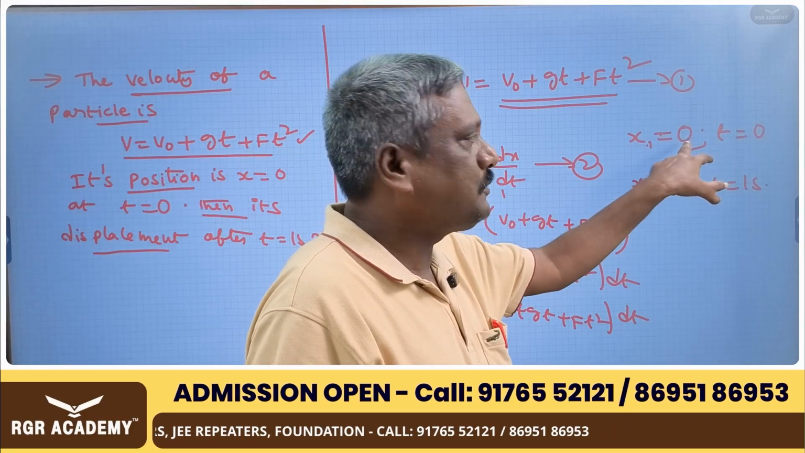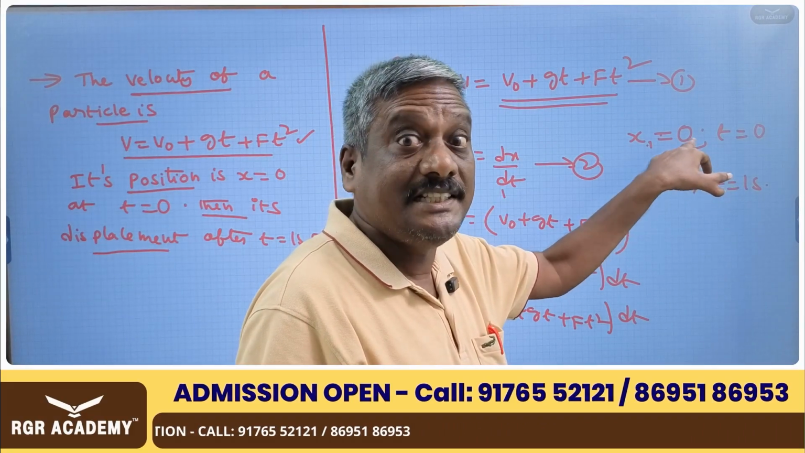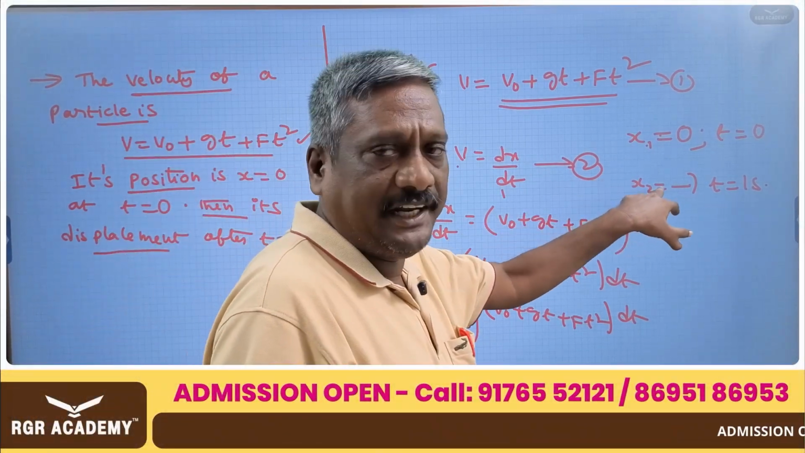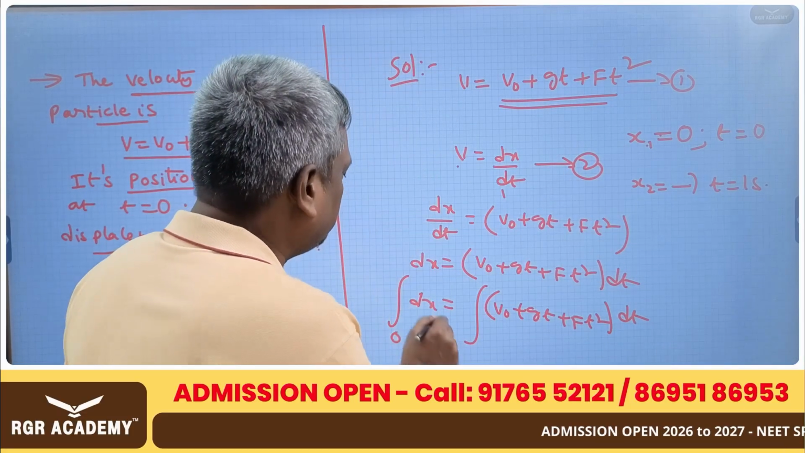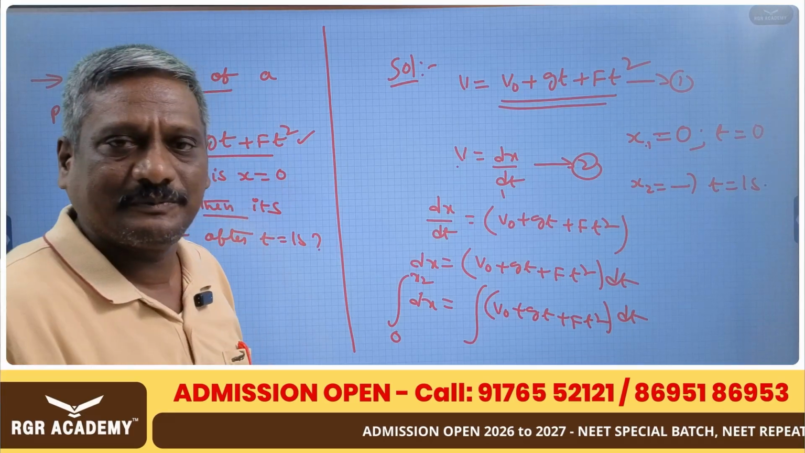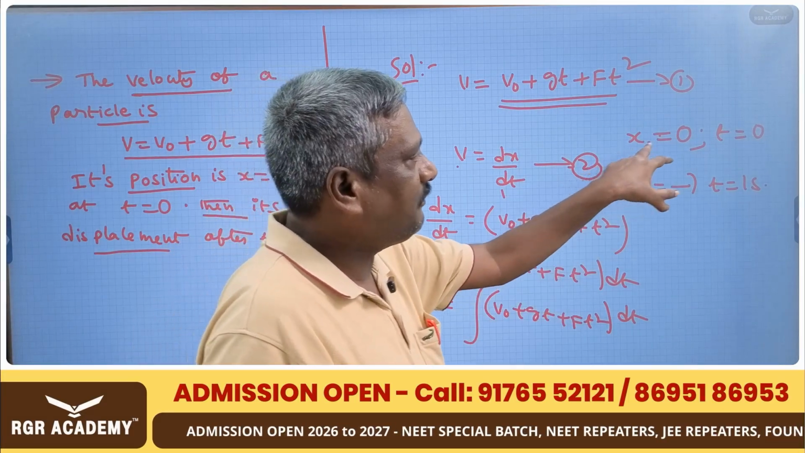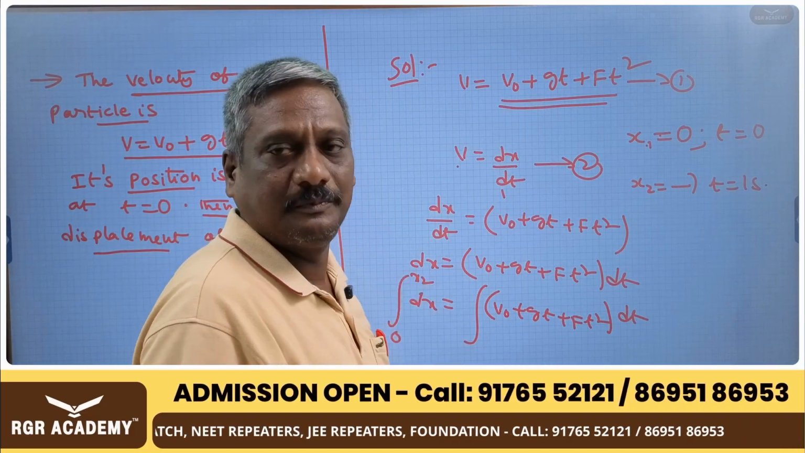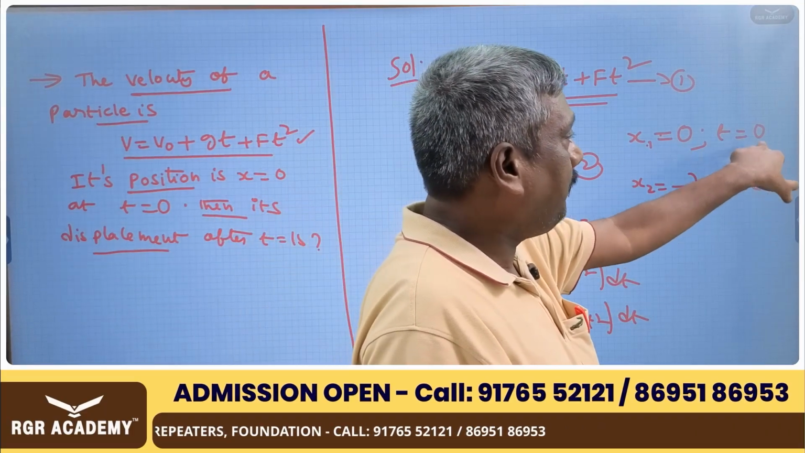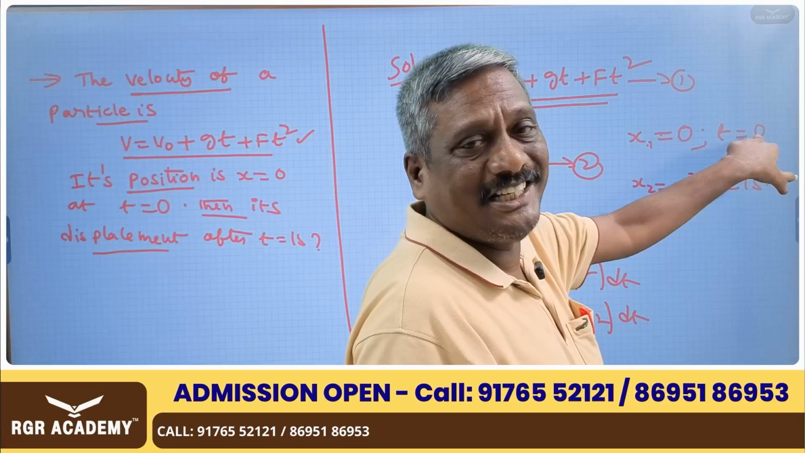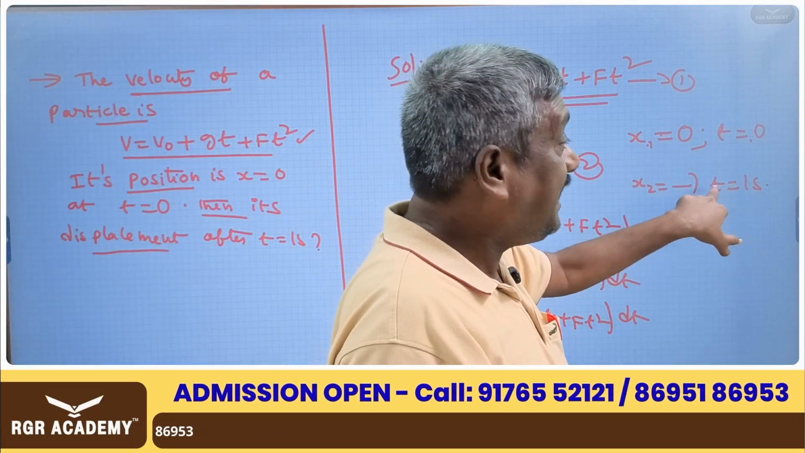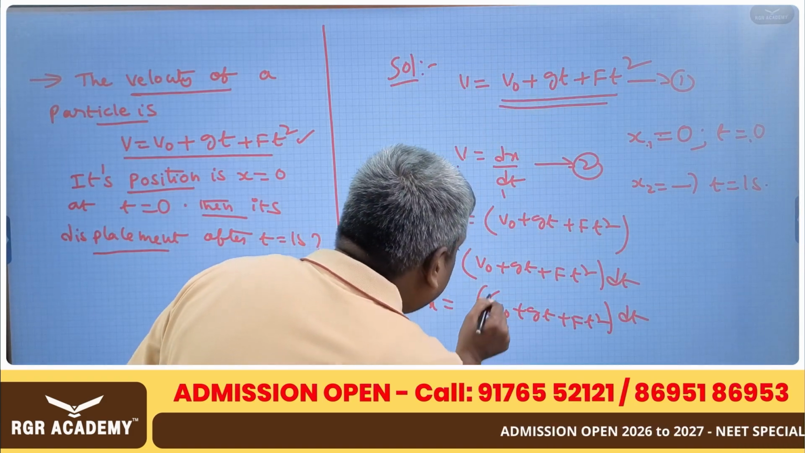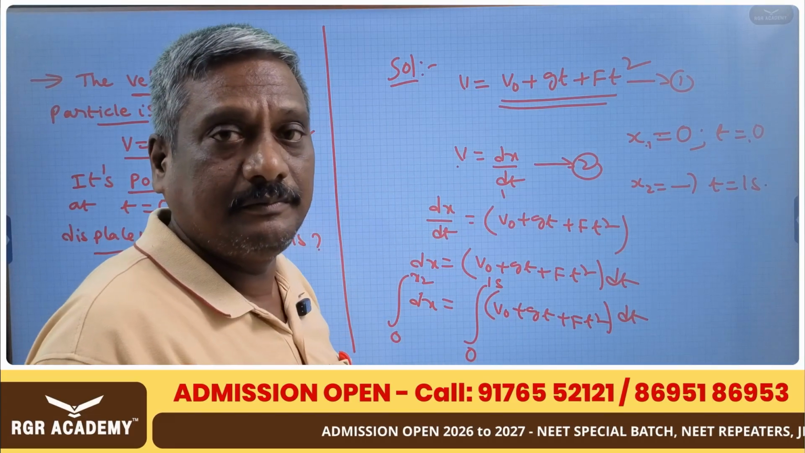Here the starting point is 0. That is the lower limit. And what is the final point? Let us take this as x2. So the limits are taken like this. That is the important point. Starting from 0, let us take the ending point as x2, so you can write 0 to x2. What are the limits of time given in the question? Starting from 0, that is the lower limit. Ending at what? T is equal to 1 second. That is the upper limit. So you can write 0 to 1 second.